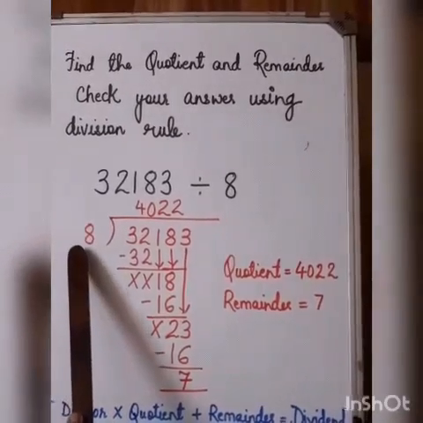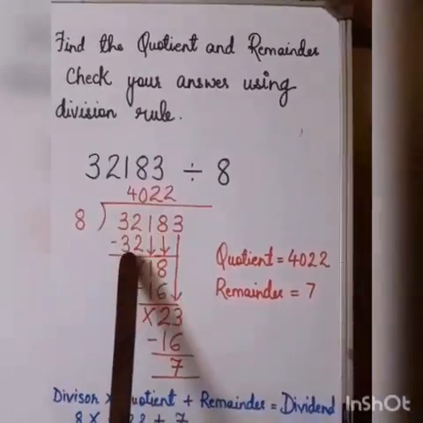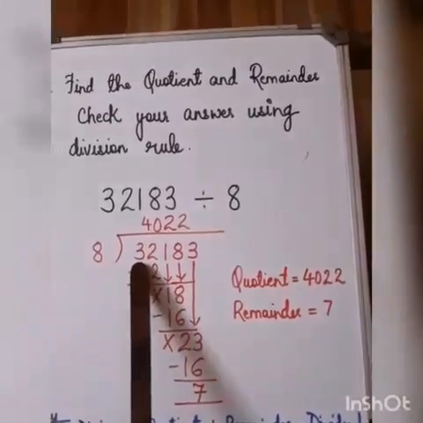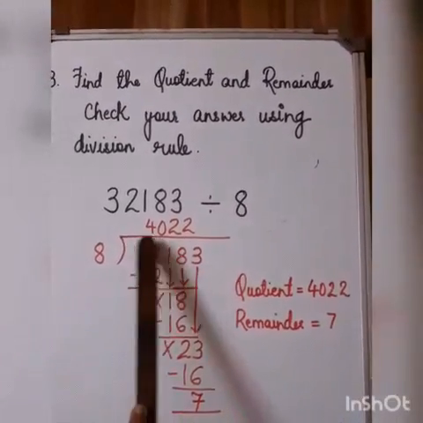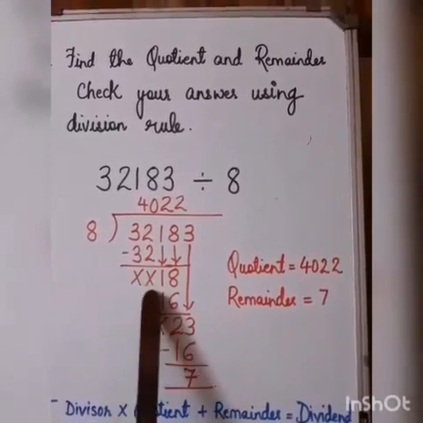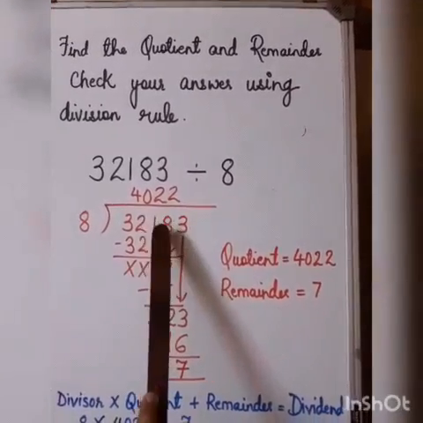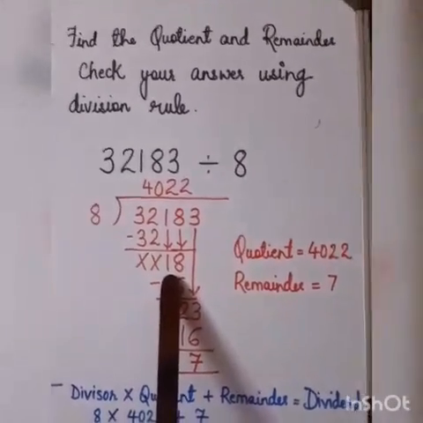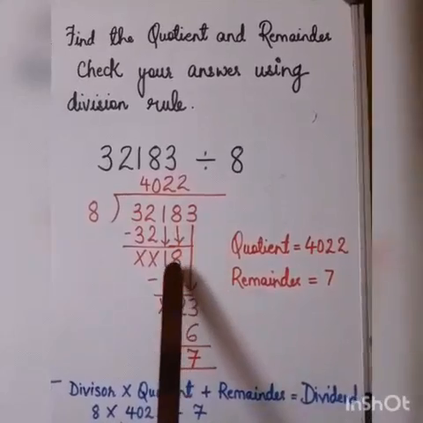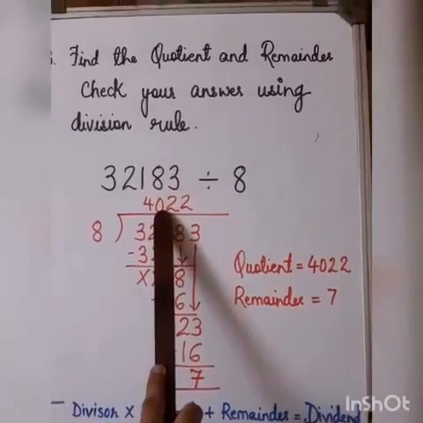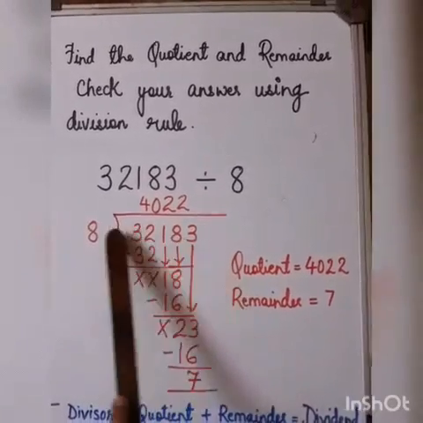Let's start dividing. 8 fours are 32. We have taken two numbers together because 3 is smaller than 8. So 8 fours are 32. 32 minus 32 will be nil. Next number we are getting down is 1. So 1 is less than 8. So we have to take the two numbers at the same time. And what we have to put? Yes, 0 here.